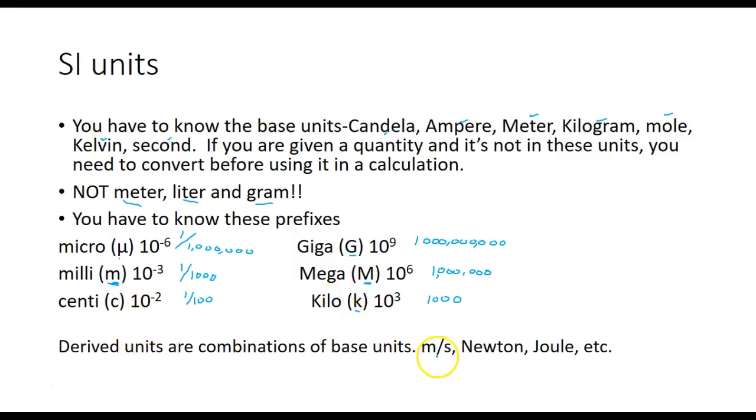Derived units are combinations of the base units. So like meter per second is a derived unit. A newton is actually a kilogram meter per second squared. They are base units that are multiplied or divided to get more complicated units, and these are derived units.